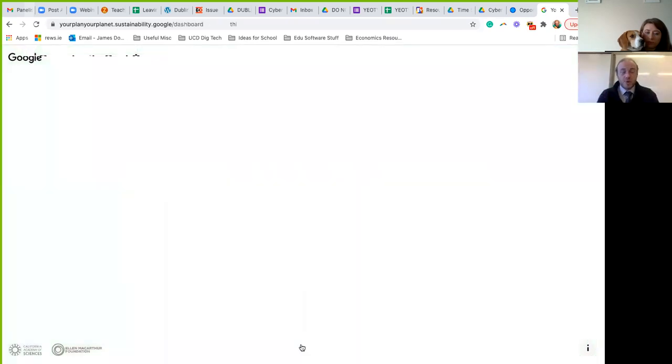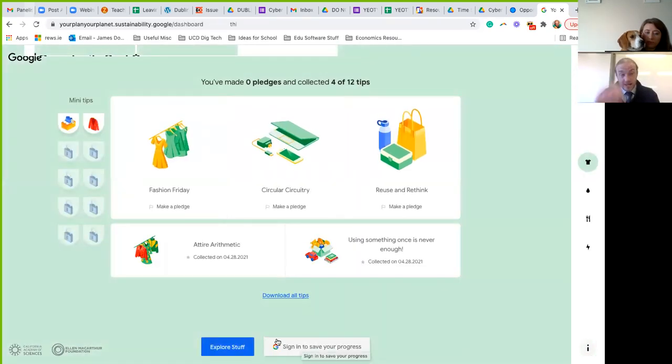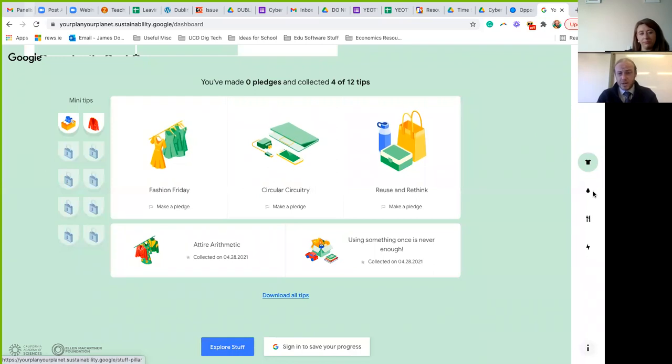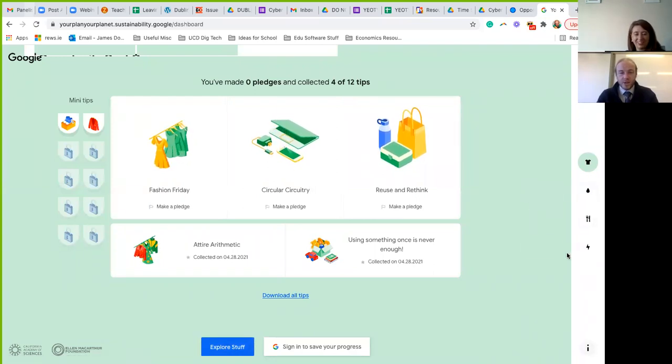that you're going to be more environmentally aware, more sustainable, etc. And you can see I've unlocked some mini tips there. Isn't that brilliant? I didn't do any of them. I've made zero pledges because I'm a horrible person. I've collected 4 out of my 12 tips. I can make lots of different pledges. I could sign in to save my progress, but I'm absolutely not. I could click on the other ones here as well. These are back to my other 4 sections there.